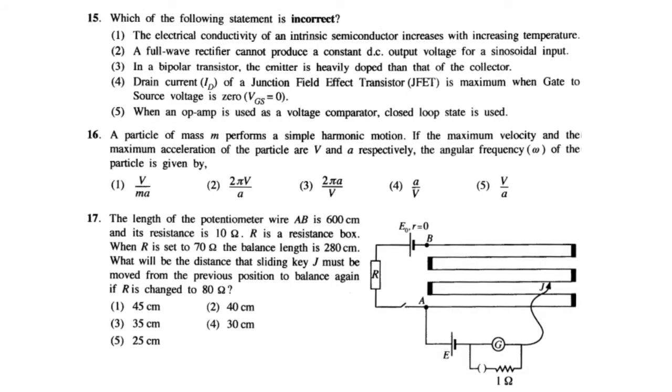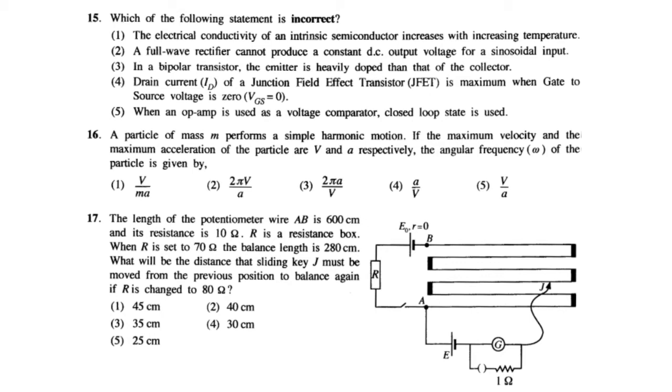Question number 15. They are asking for the incorrect statement. First one. The electrical conductivity of an intrinsic semiconductor increases with increasing temperature. Intrinsic semiconductors are silicon, germanium. The bonds in this lattice are covalent bonds. When the temperature increases, these covalent bonds break and release more charge carriers. So with the temperature, the electrical conductivity of an intrinsic semiconductor increases. First one is right.